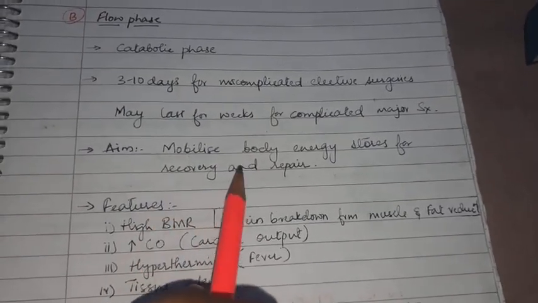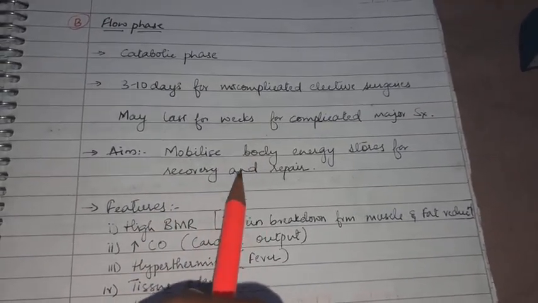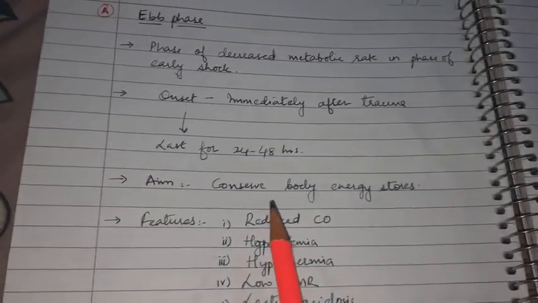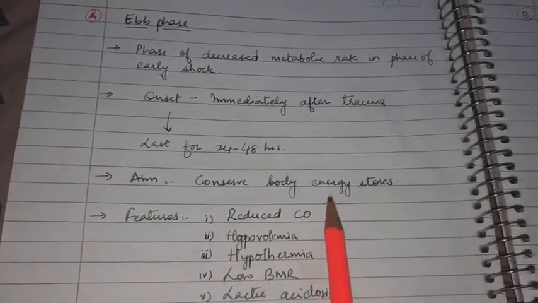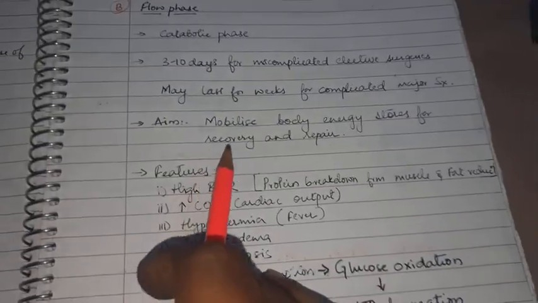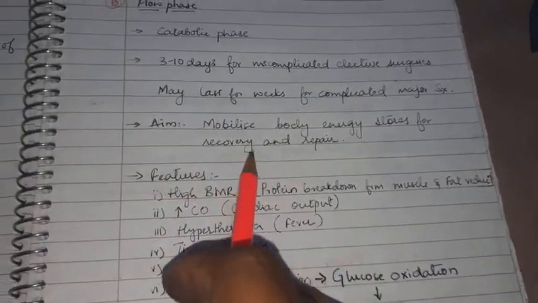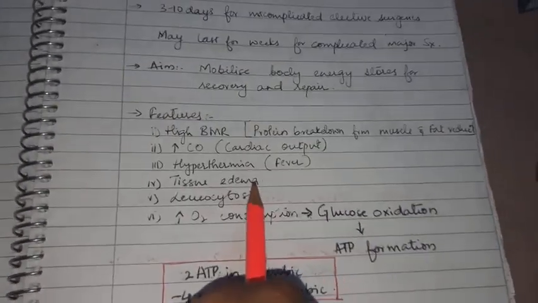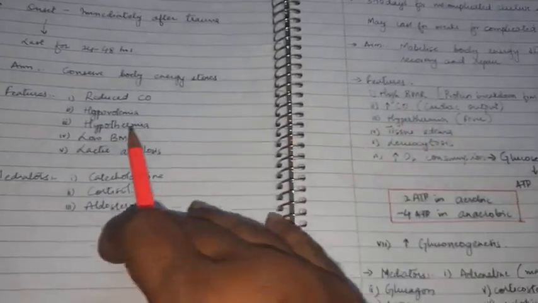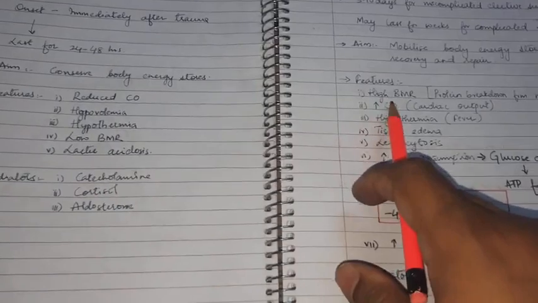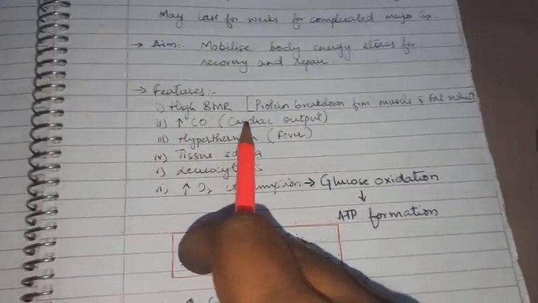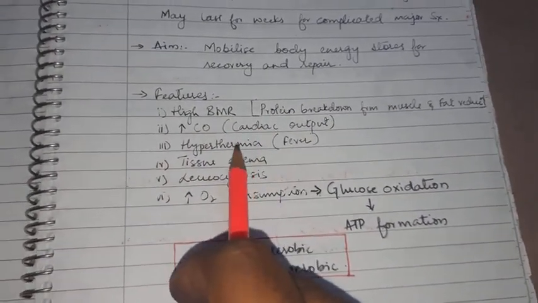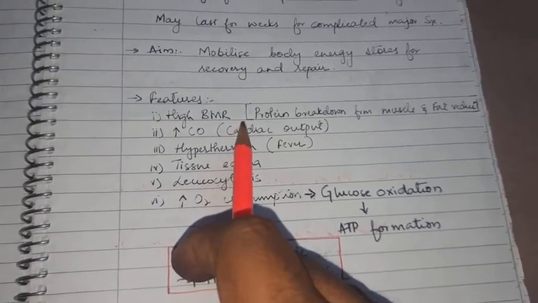So the aim is to mobilize the body energy stores for recovery and repair. Here in the ebb phase, we were conserving the body energy stores. Why were we conserving? It is for mobilizing the body energy stores for recovery and repair. Now, what are the features? Here in the ebb phase, we had low BMR. Here there is high BMR. So it is opposite to the ebb phase. Everything here is in opposition to the ebb phase.